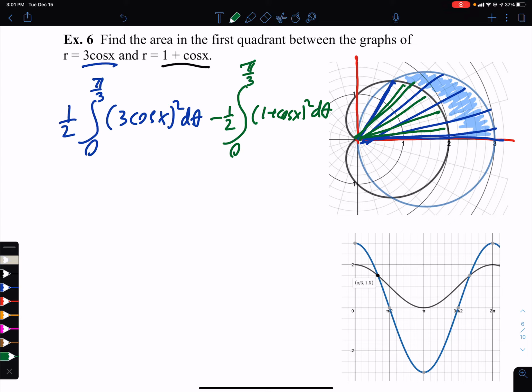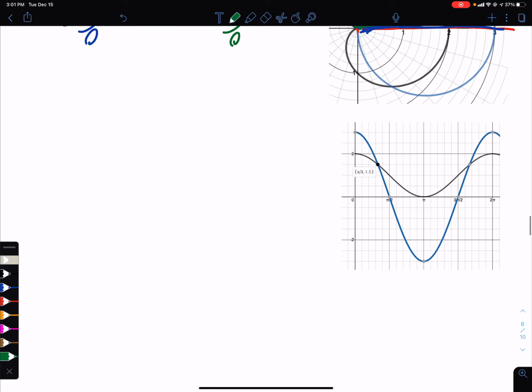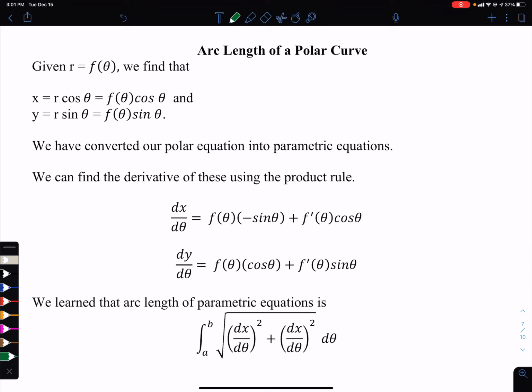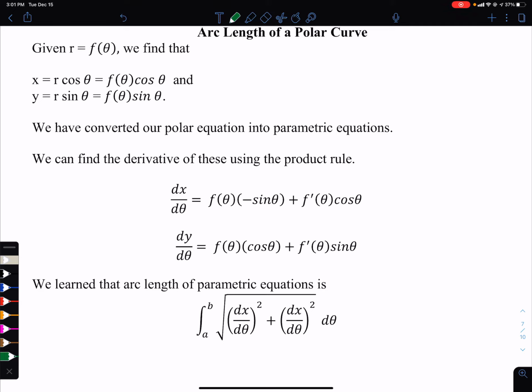And that's example 6. All right, next topic, arc length of a polar curve. Well, we found the arc length of parametric equations. In fact, the formula for parametric equations looks like that. Well, here's the good news.